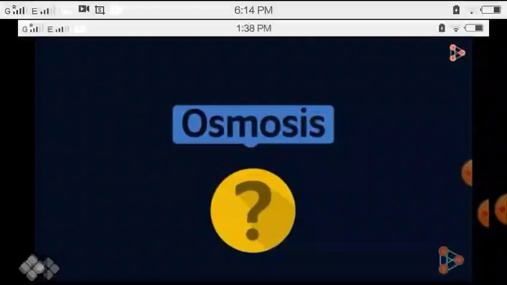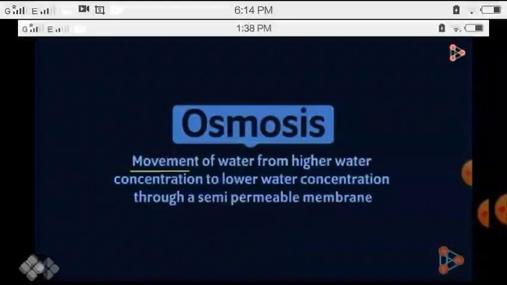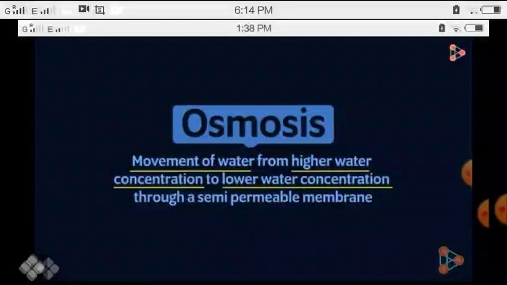Have you ever come across this term osmosis? Well, quite often. But what exactly do we mean by this? Osmosis is defined as the movement of water from higher water concentration to lower water concentration through a semi-permeable membrane.